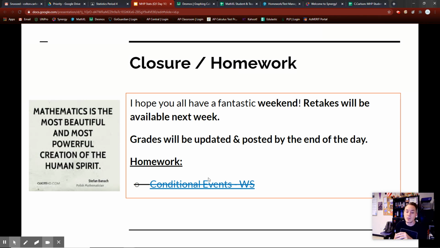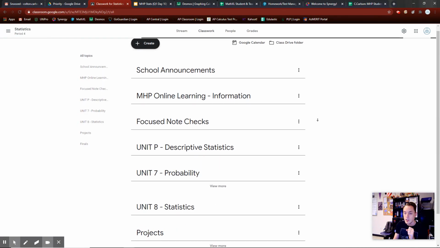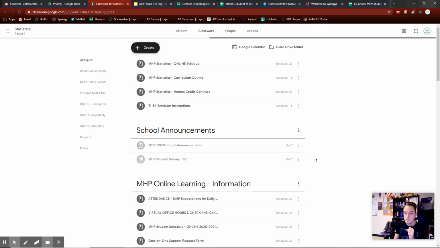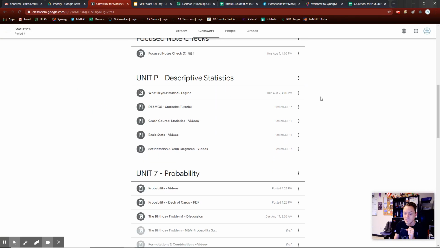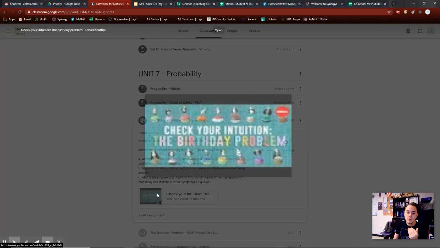You're not doing this conditional events worksheet, but what you will be doing is this. Let's go to stats, go to period 4. You're going to go to classwork. You do have a homework assignment. Your homework assignment is down here. Look at Unit 7 probability, right below the probability deck of cards PDF that I showed you earlier this week. You're going to click on the birthday problem discussion, and you're going to view the assignment.